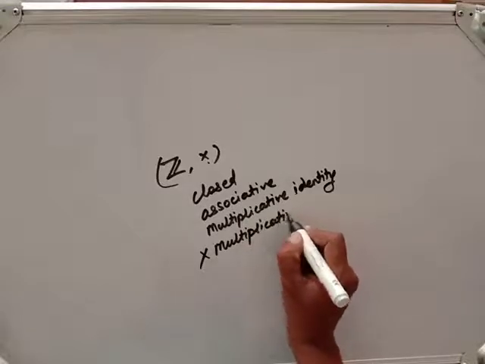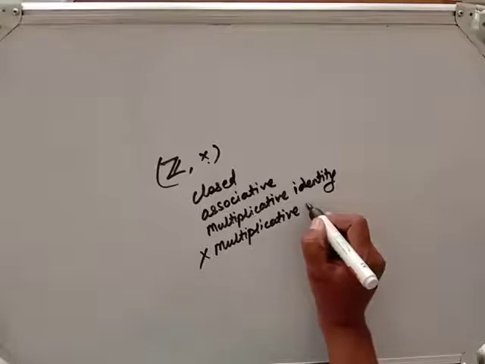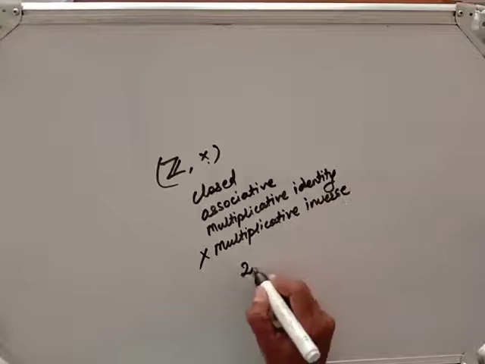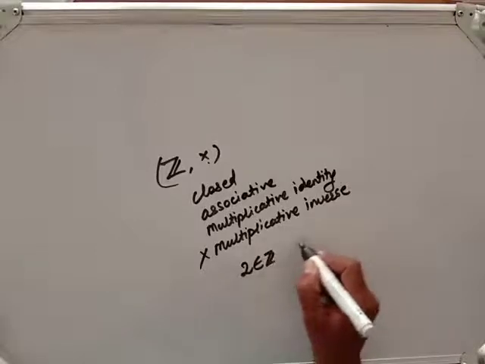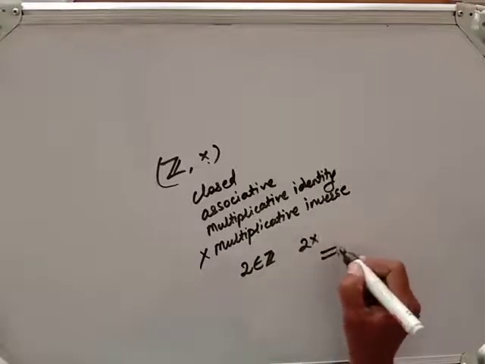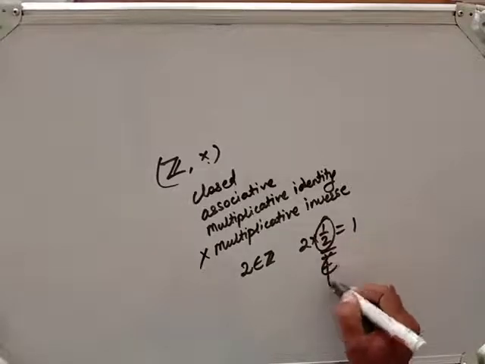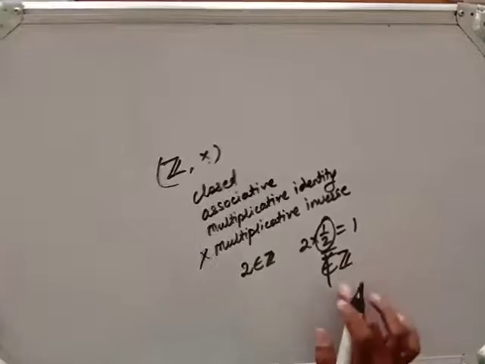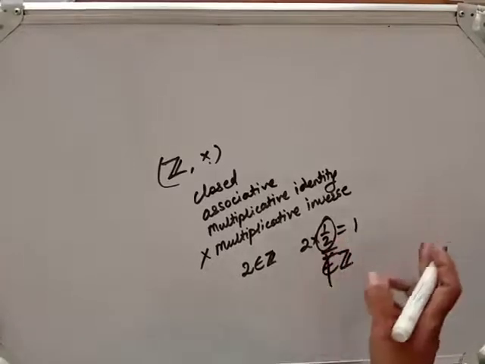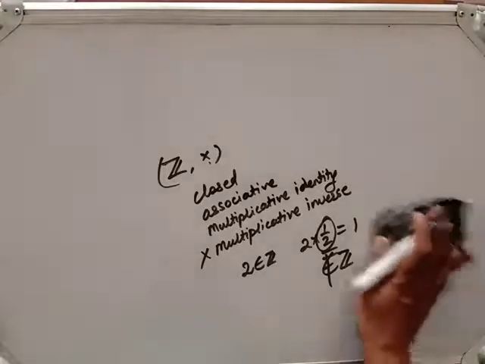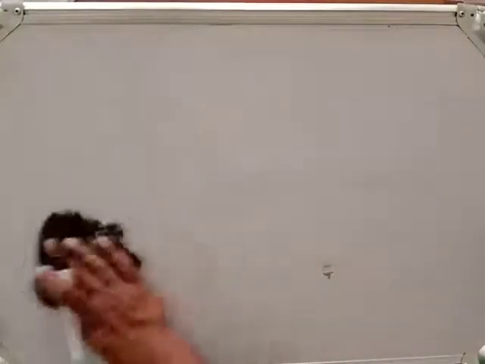The multiplicative inverse is absent. We know 0 doesn't have a multiplicative inverse, but for other elements also there is none. Suppose 2 belongs to Z, so 2 times what will give 1? It will be half, but this half doesn't belong to Z. If it were in Z, then we would say there is a multiplicative inverse for it, but it is not in Z, so we say it is not a group.